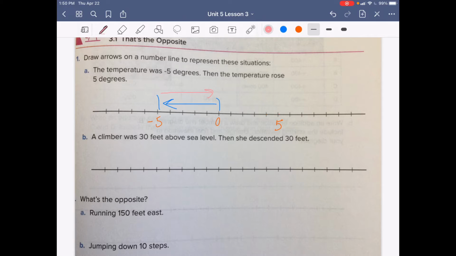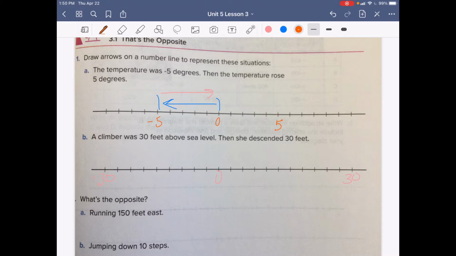Letter B. The climber was 30 feet above sea level, then she descended 30 feet. So again, I'm just going to pick a point in the middle, call it 0, and I can choose basically any one of these lines. I'm going to go at the end. I'm going to call this 30, and I'm going to call this -30. All right, so now I can go ahead and draw my line.